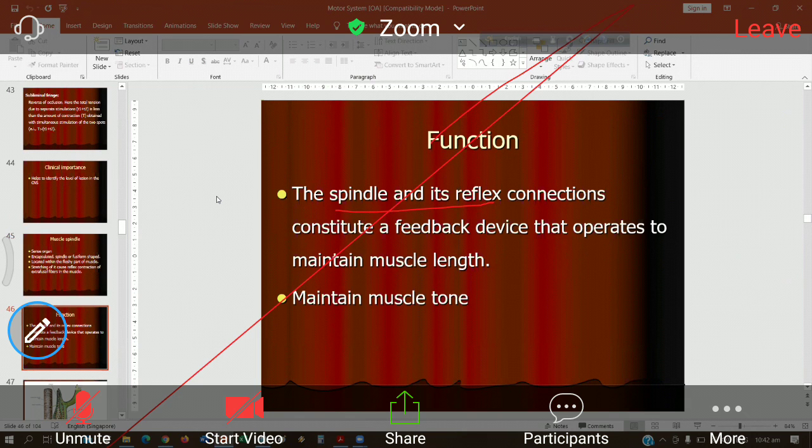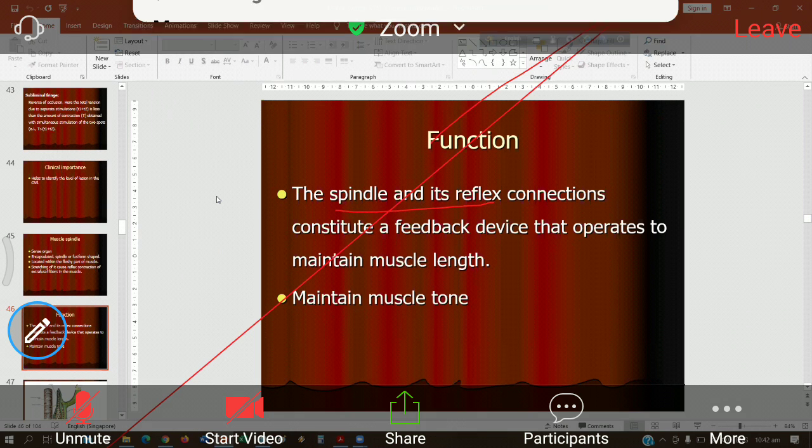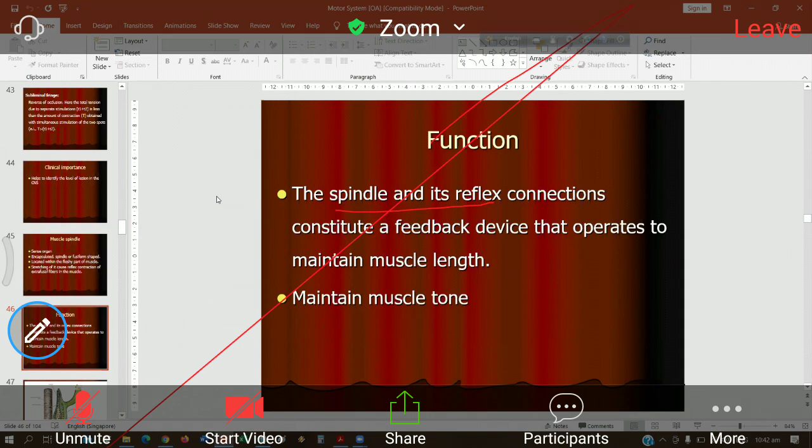The function of the muscle spindle is that they are involved in reflex connections that constitute the feedback device that helps maintain the muscle length. And in this way, it also helps maintain the muscle tone. The term muscle tone refers to the fact that when in the resting state, a muscle is not fully relaxed, neither is it fully contracted. It is at a state somewhere in between. This in between state is called muscle tone. Here, the muscle fibers are in a partially contracted state, and this partial state of contraction is what is called muscle tone. And muscle tone is maintained by muscle spindles.